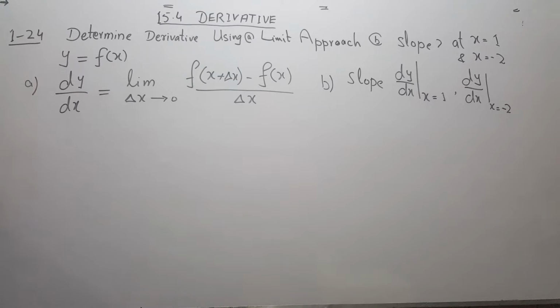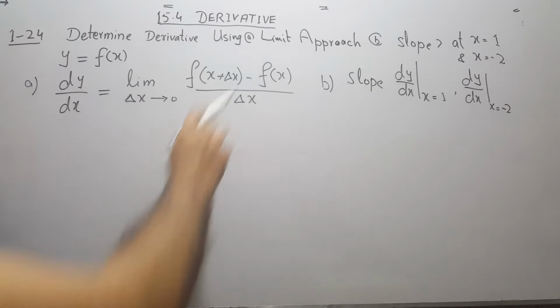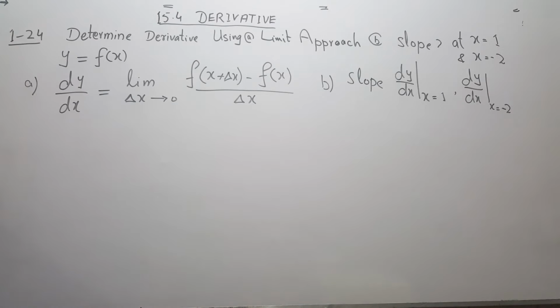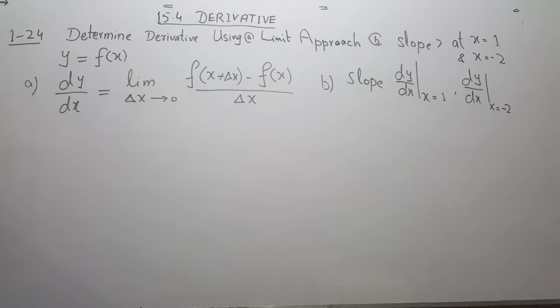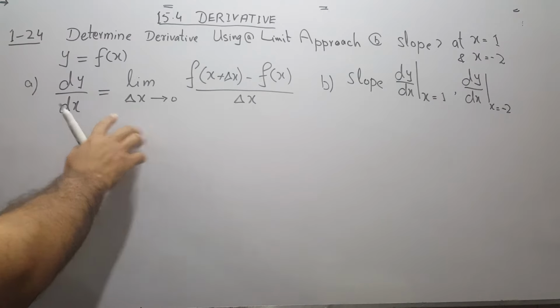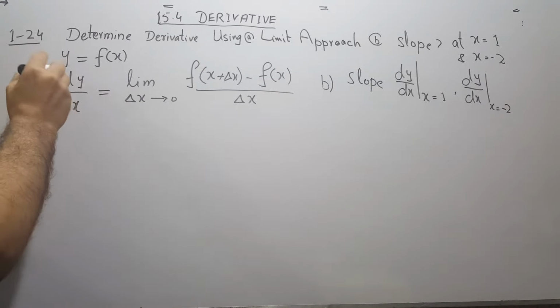Hello everyone. In section 15.4 they're asking you to find the derivative of functions. From question 1 to 24 they're asking you to determine the derivative using the limit approach, and in part B they're asking you to find the slope at some particular points, x equals 1 and x equals minus 2.